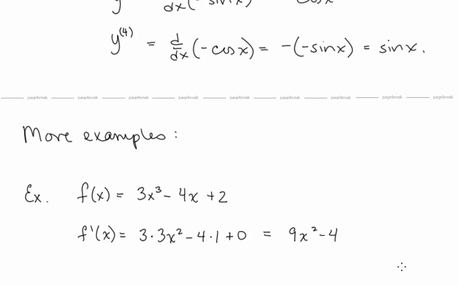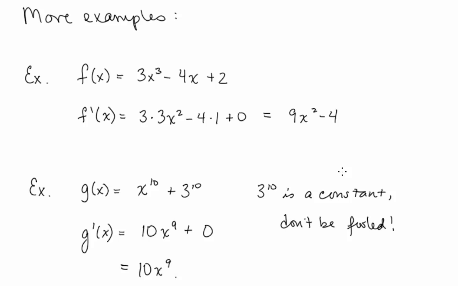Let's take a look at some more examples. Here we have a third degree polynomial. f of x is equal to 3x to the third minus 4x plus 2. Taking the derivative, this constant multiple of 3 is going to just carry down and multiply the derivative of x to the third. So that's 3 times 3x squared minus, here we have a constant multiple of 4 that carries down, and the derivative of x is equal to 1. Plus, here we have a constant, so the derivative of a constant is equal to 0.